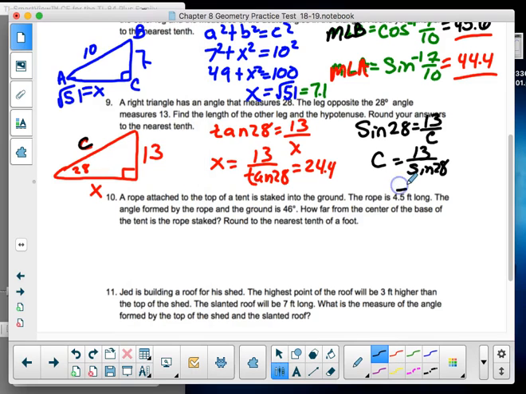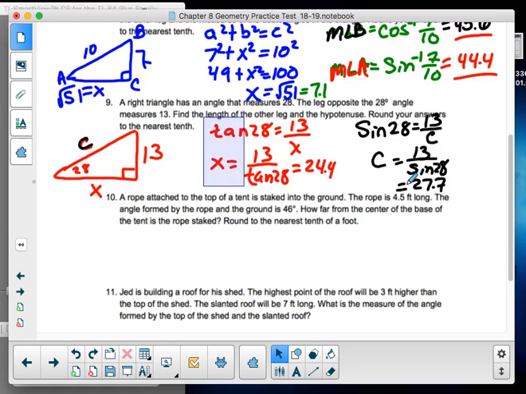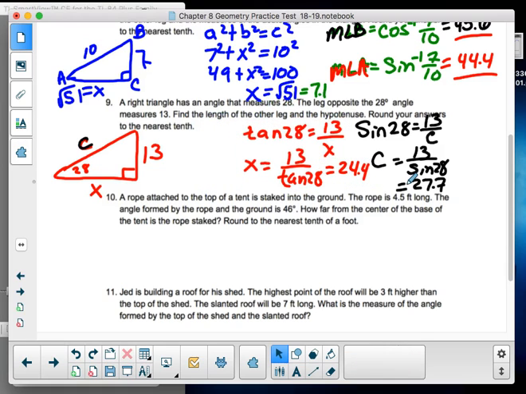Now, the last thing I was supposed to do is find the angle value. I could have done that first. The two acute angles in a right triangle are 90 degrees together. So maybe you did that first. 90 minus 28 is going to equal 62 degrees, and that is the measure of the angle right there. Now I've got two left.